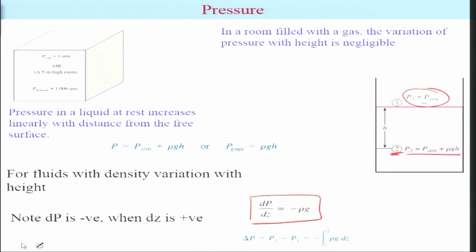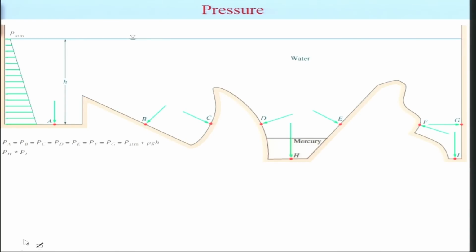If the density is variable, then you have to consider the differential form, because recall that in the previous one we talked about P2 minus P1 is equal to minus rho g delta z. So this is nothing but delta P by delta z, and then if delta z goes to zero, dP by dz equals minus rho g. So you can find out the delta P by integrating this expression, and that's what is given here.